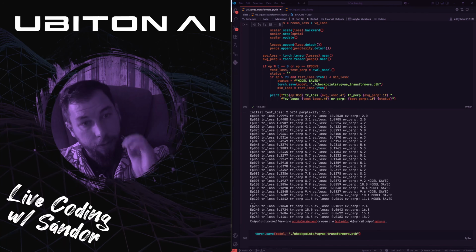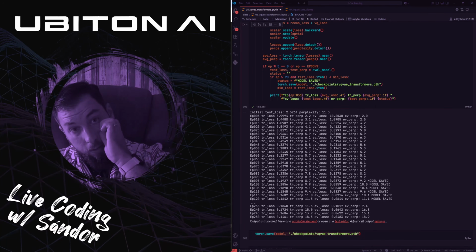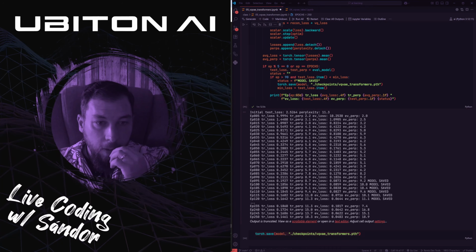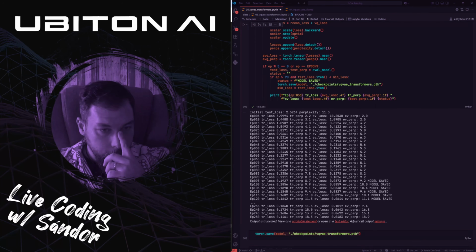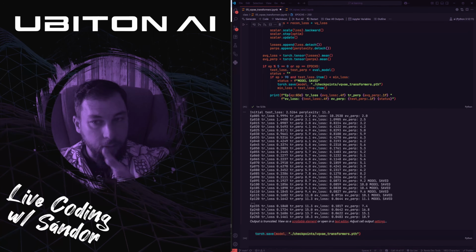So when using transformers, yeah, this is a good idea. Run the encoder for one epoch, or at least gather some outputs from the encoder, and then set those as your initial codebook weights.